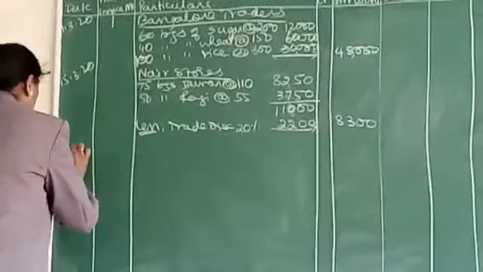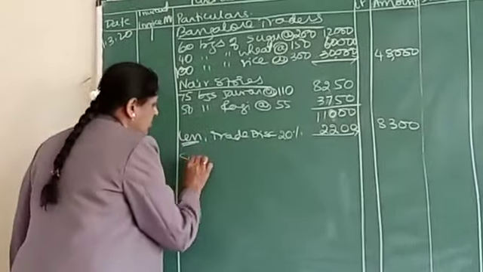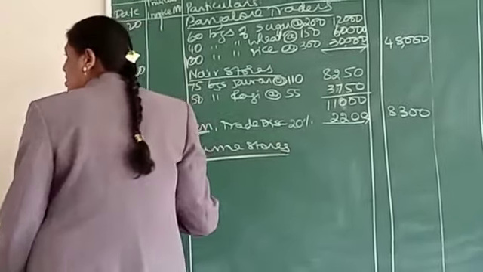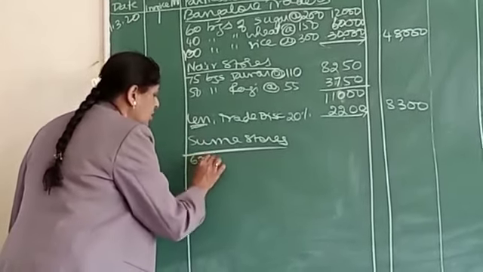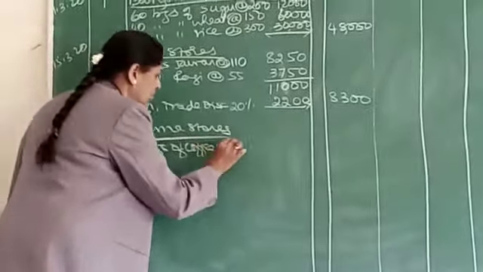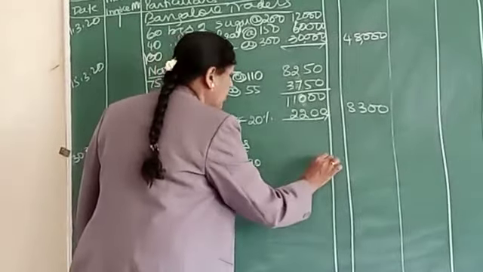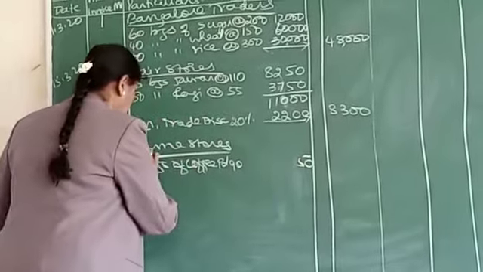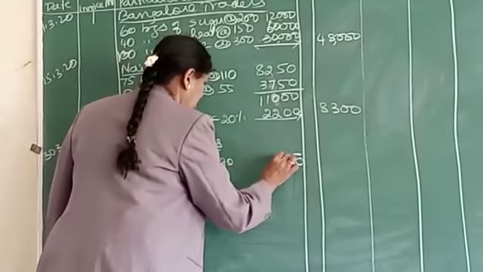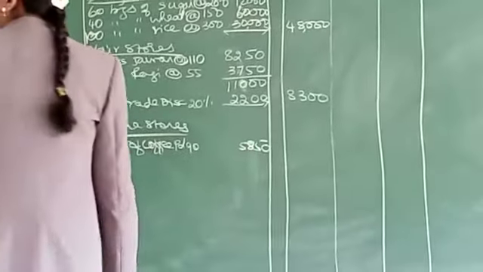Come to the next. 30th. We are purchasing from Sumar Stores. And we are purchasing 65 kgs of coffee powder at the rate of 90 per kg. So multiply it. 5,850.